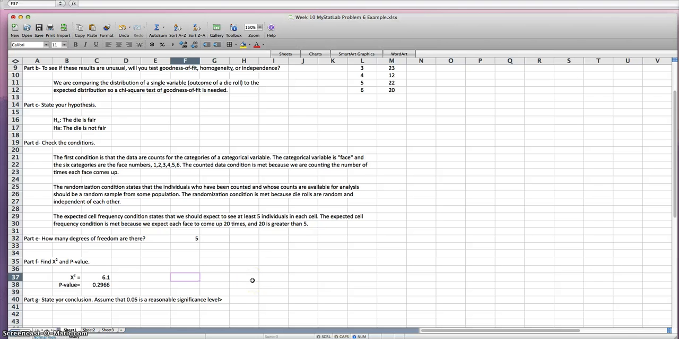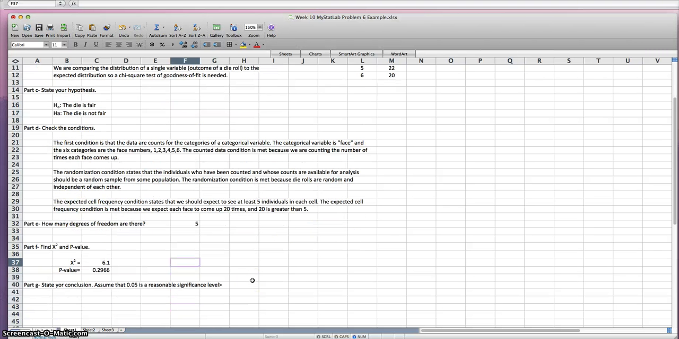So there you have it. That was pretty easy, wasn't it? Not too much there. StatCrunch did the hard part, our chi-square and p-value for us. The rest of it we pretty much got there.